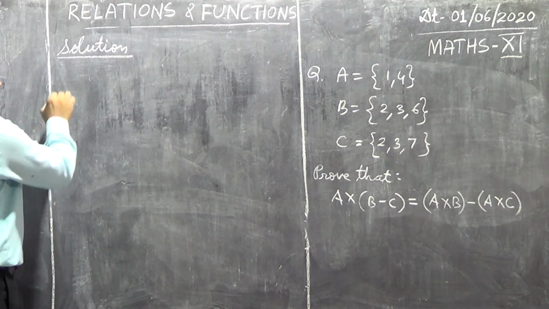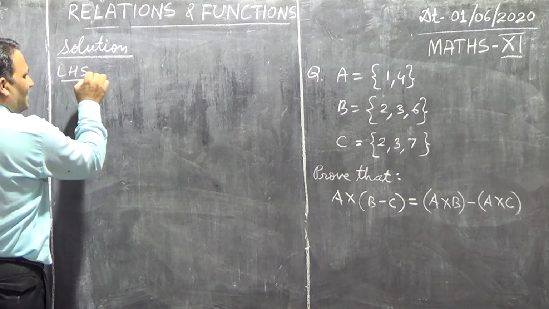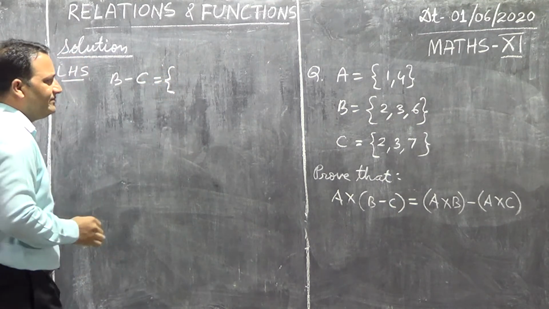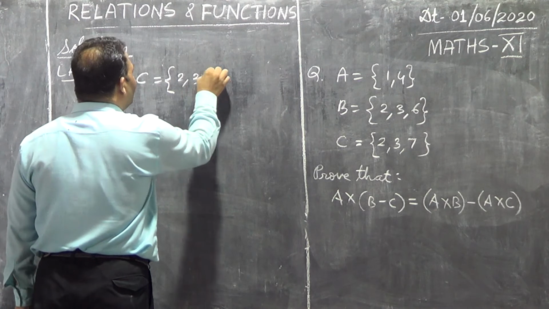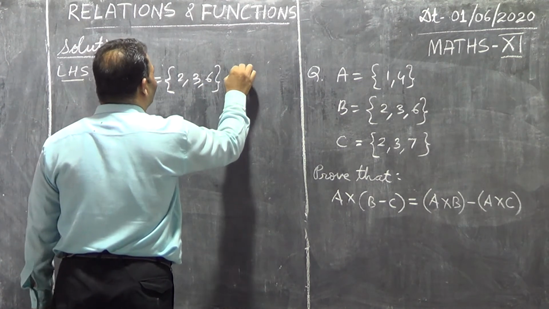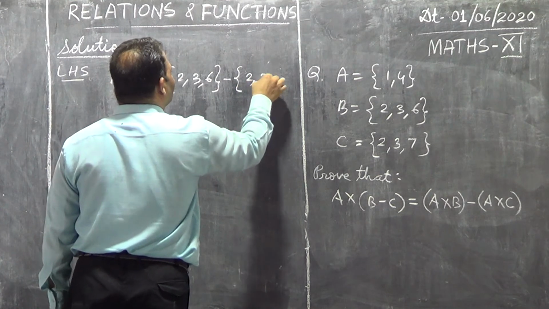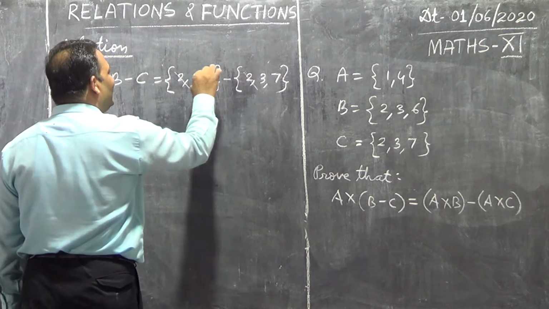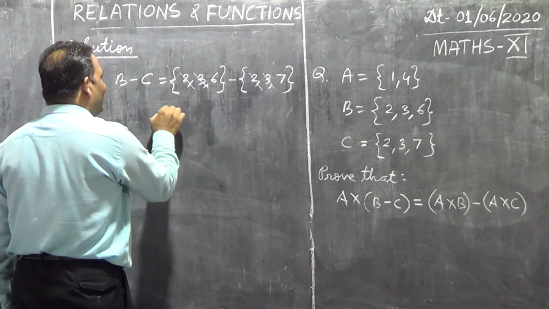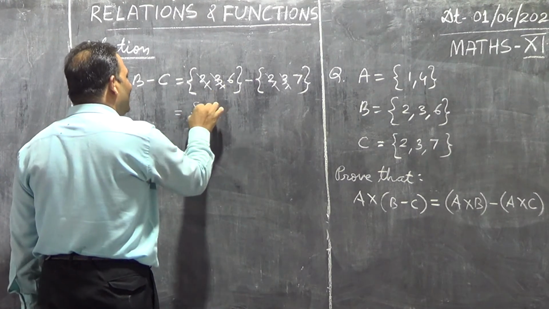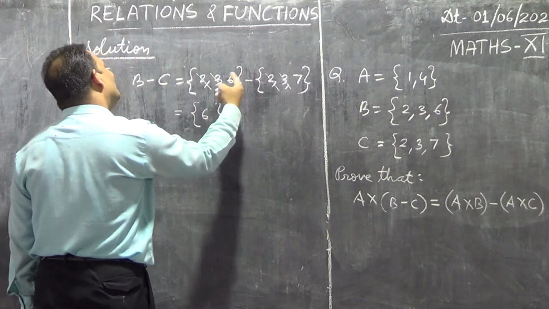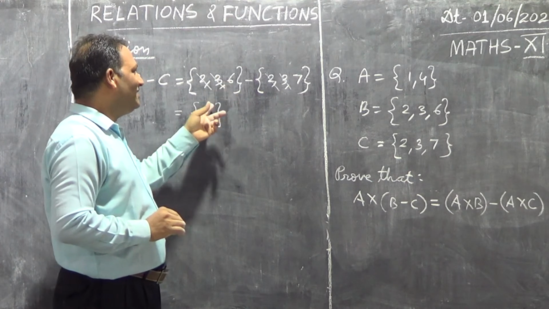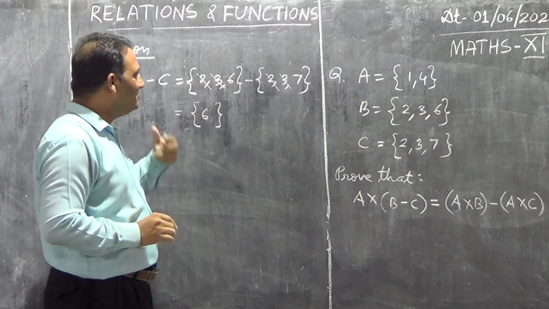So we will find left hand side first. In the left hand side I will find first B minus C. B is 2, 3, 6 and C is 2, 3, 7. I will cancel the common elements. 2 and 2 cancel, 3 and 3 cancel. And as I had told you, I will write only the remaining element which is before the minus sign, but I am not going to write 7. This is very much important here. Only write the remaining elements of the set which is before the minus sign.